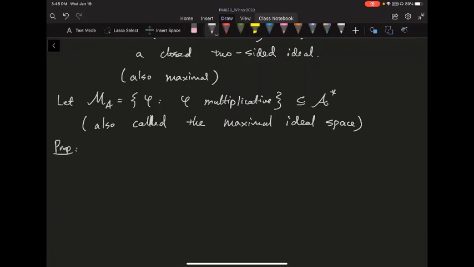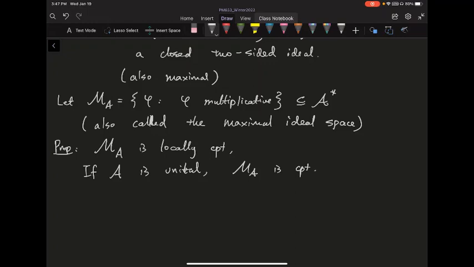All right, so let's do some propositions. It turns out this maximal ideal space, or the space of all the multiplicative linear functionals, because it's a subset of A star, the dual space, you can make into a locally compact space. You can say slightly more. So here's a proposition: this M of A, the maximal ideal space, is always locally compact. And moreover, if your A is unital, then this space is actually compact.